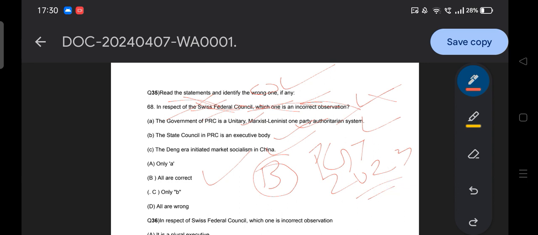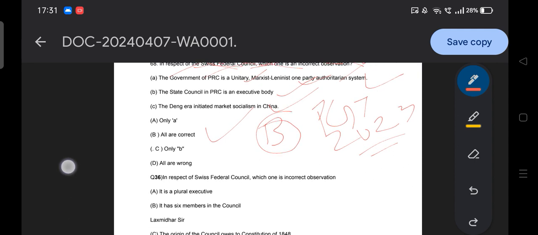Our SSB also asked that, and in each and every cycle or year they do not want to miss China, because China is always important from the geopolitical point of view for India. We should at least know the political system of China, because it is very important for our examination.